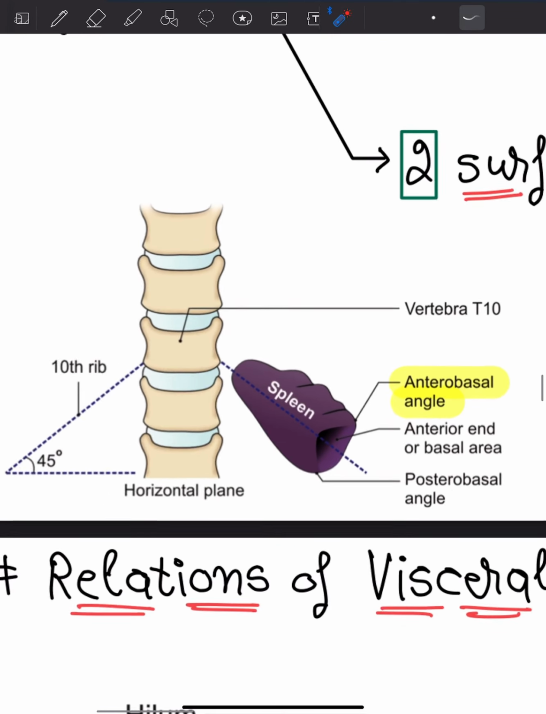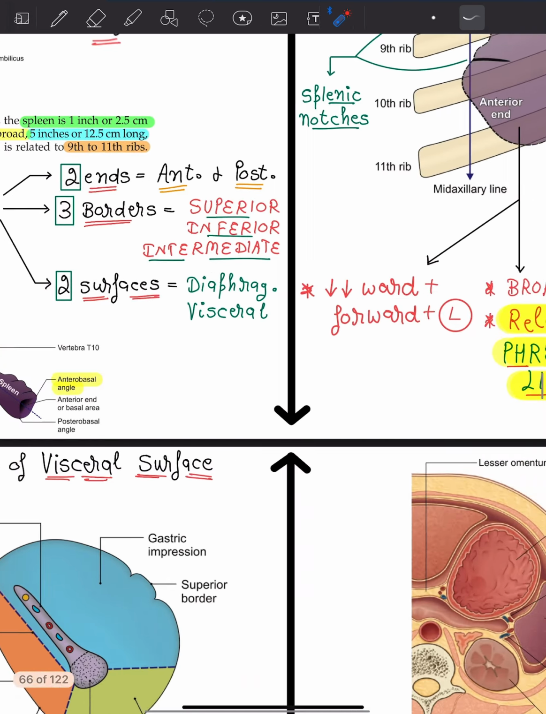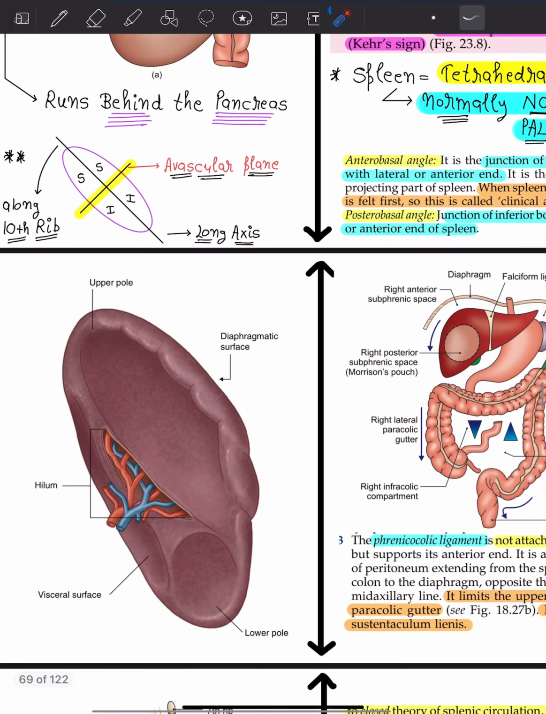In this diagram, you can well visualize. This is the anterior basal angle right here, between the anterior end and the superior surface. And the posterior basal angle is this one, between the inferior border and the anterior end. So these two angles you can see here. All right, now let's move forward.